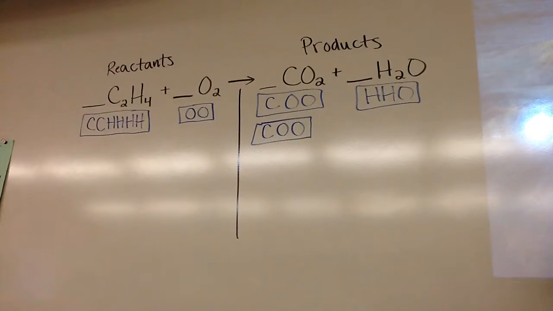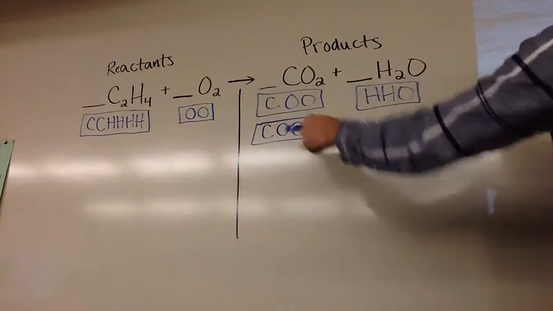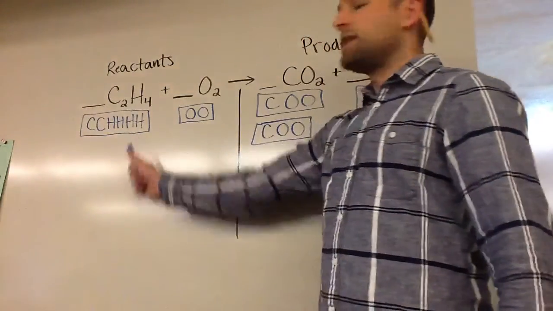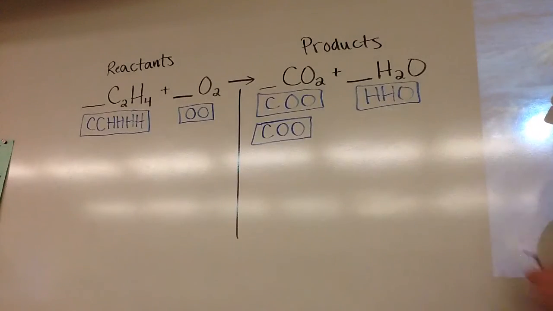And now I'm going to double check. Okay, carbons, I had 2 on the left, now I have 2 on the right. So carbons are good. Then you can either pick H or O to do next. Remember I said save those 2 for last, so I'm just going to do H next. So I have 1, 2, 3, 4 H's on the left, and I have 2 H's on the right. So where do I need more? On the right.